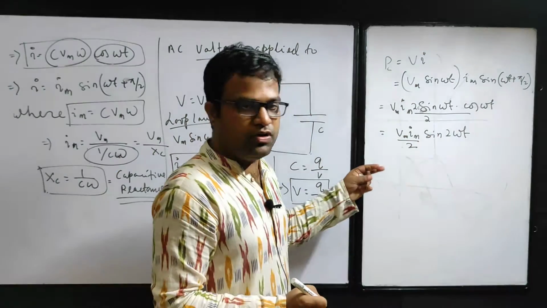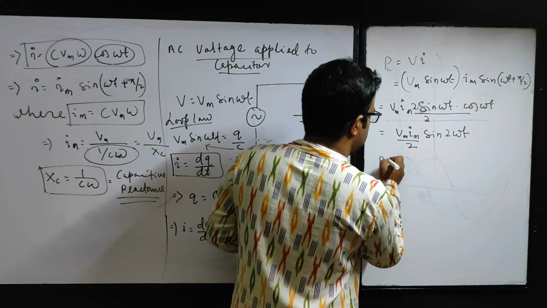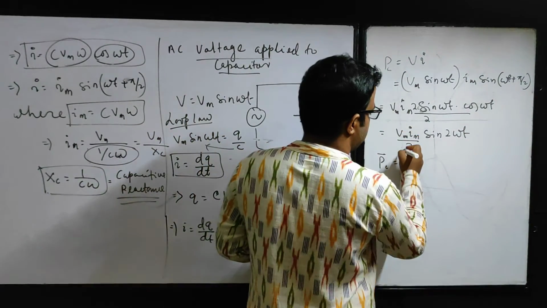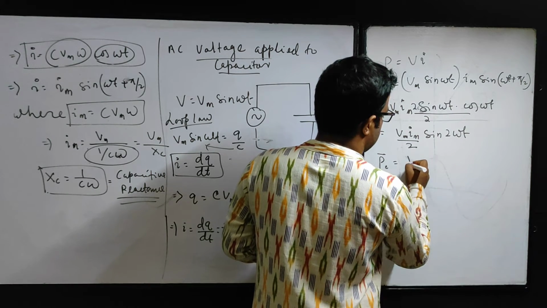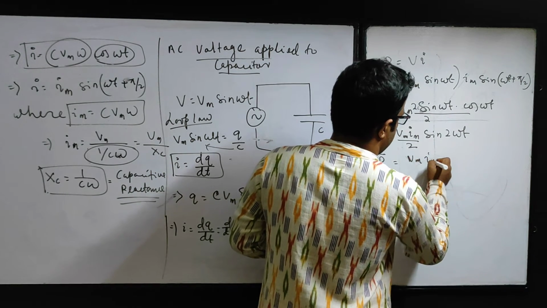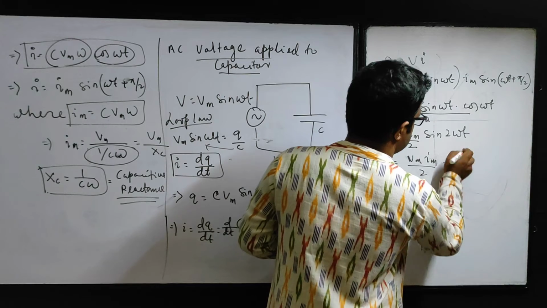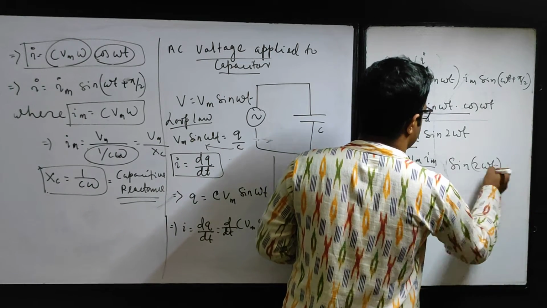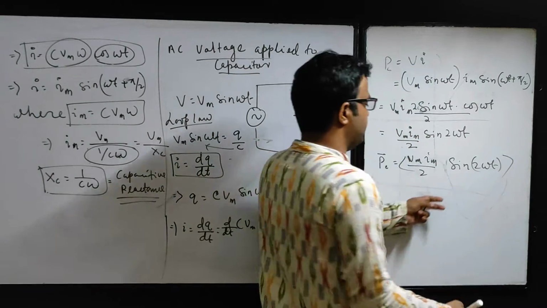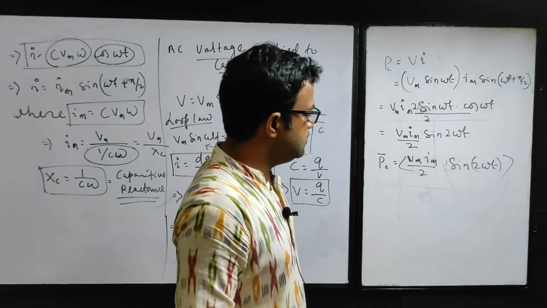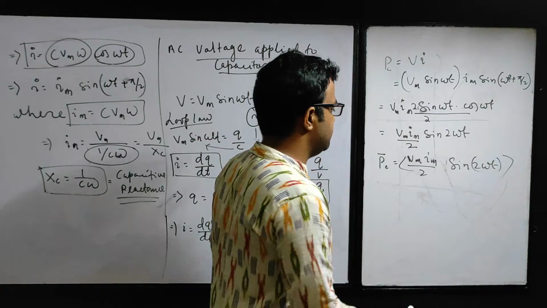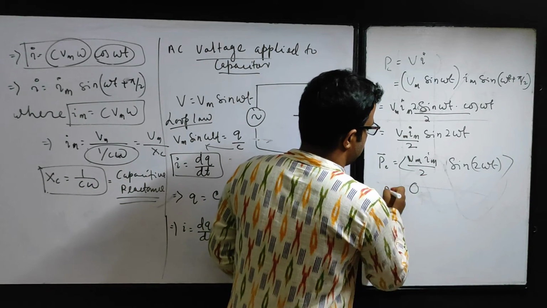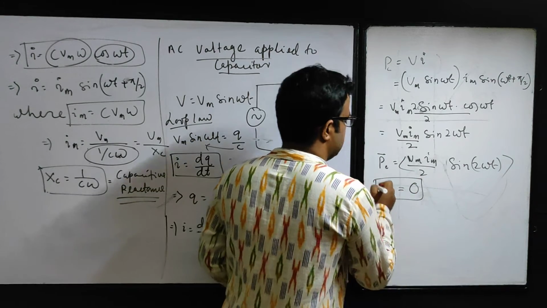So average power, P bar means average here, is the average of this quantity, Vm Im upon 2 sin 2 omega t. I have made one video on how the average of sin 2 omega t will be 0, and Vm Im will come outside. So average power will be 0.